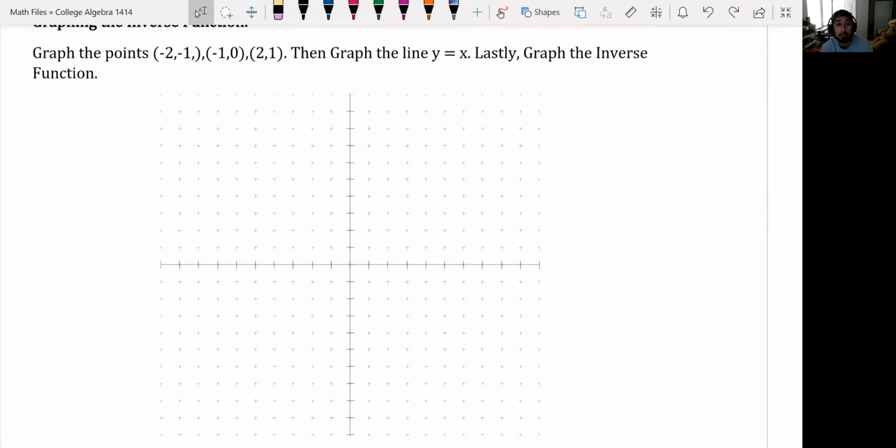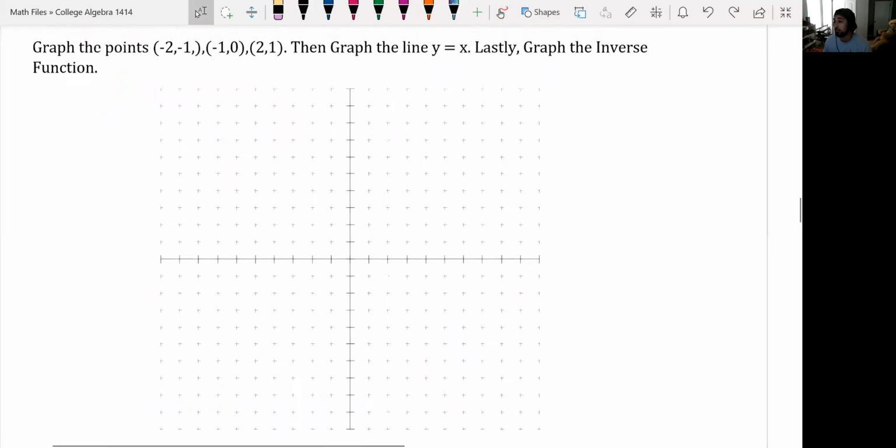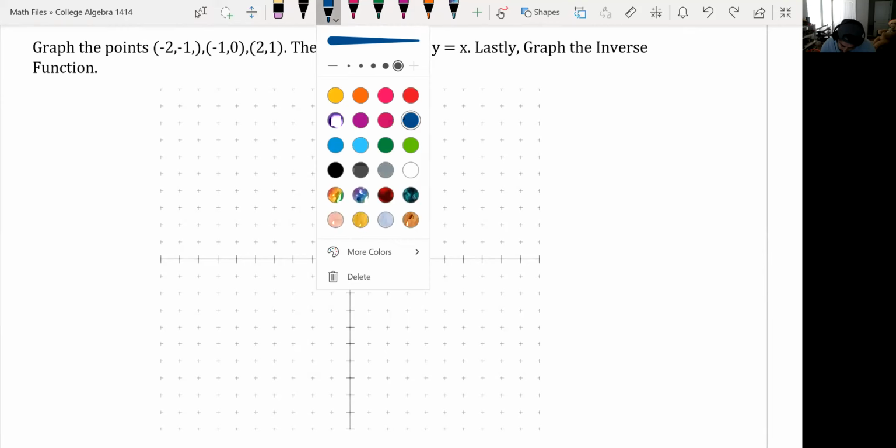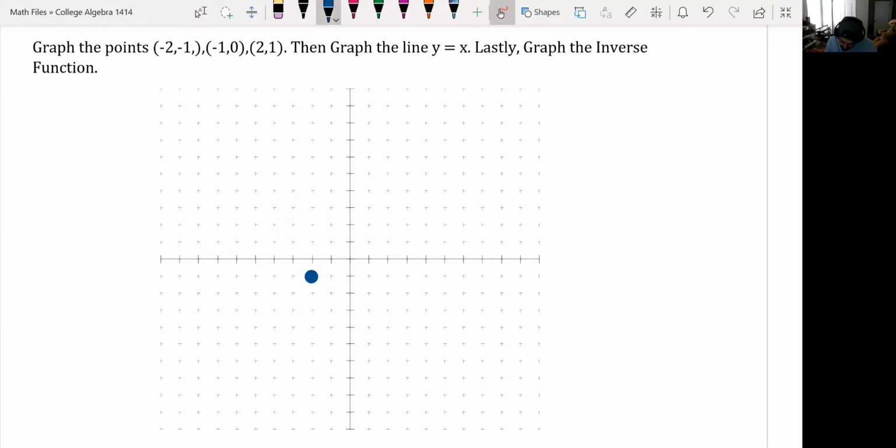Okay. So now let's go ahead and graph the original function and then find its inverse function. So graph the points -2, -1, -1, 0, and 2, 1. Graph the line y equals x, and then graph the inverse. Okay, perfect. So -2, -1, right there. -1, 0, right there. And 2, 1, right there.